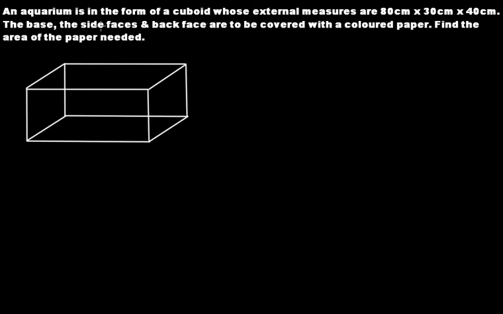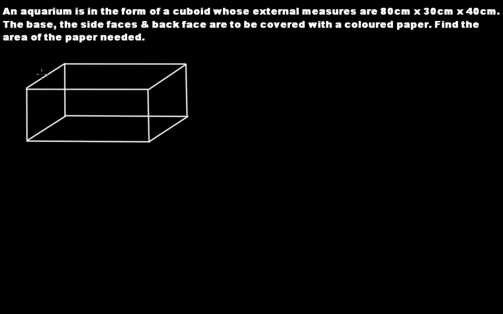An aquarium is in the form of a cuboid whose external measures are 80 centimeter by 30 centimeter by 40 centimeter. The base, the side faces and the back face are to be covered with a colored paper. Find the area of the paper needed.